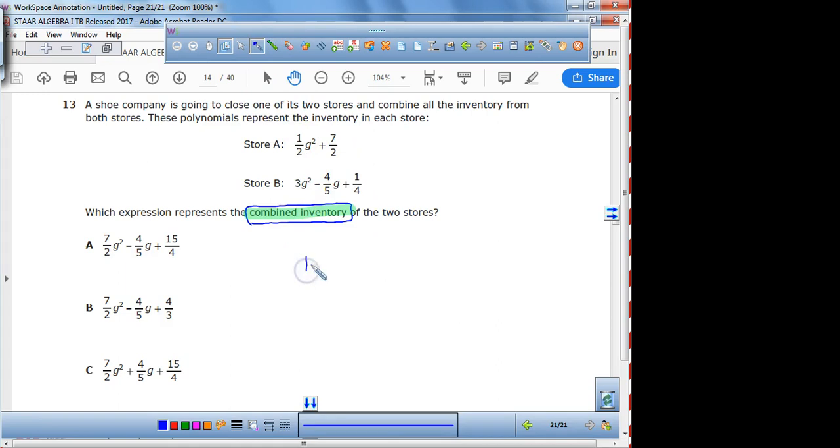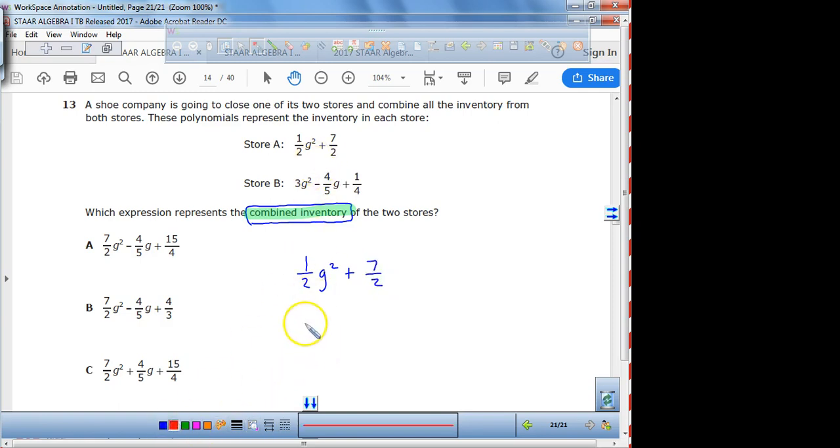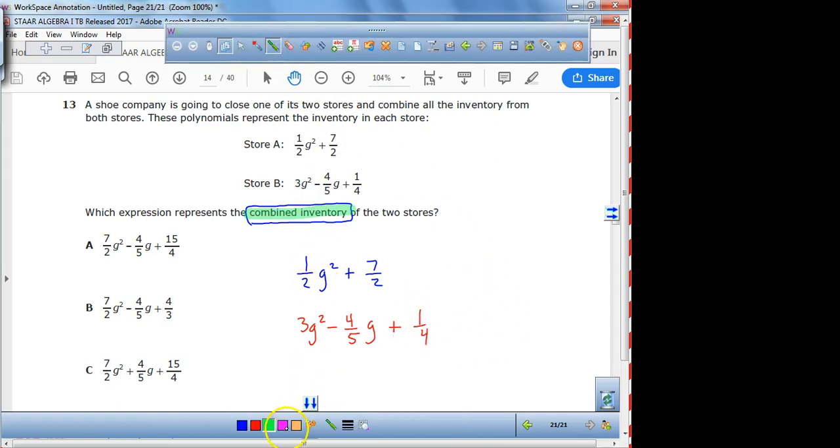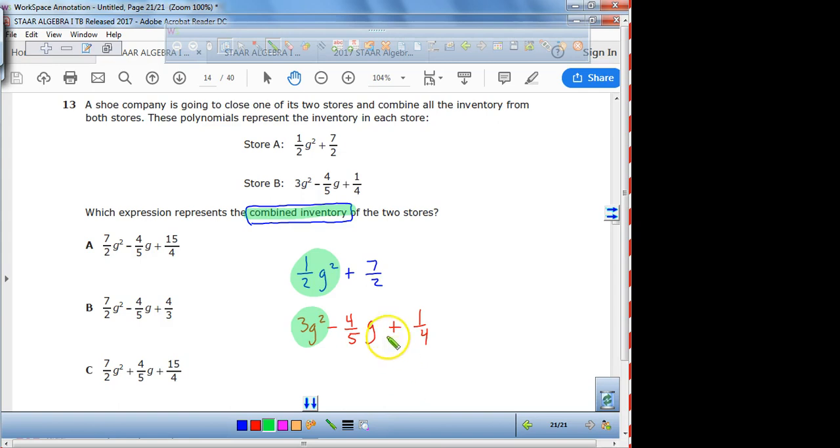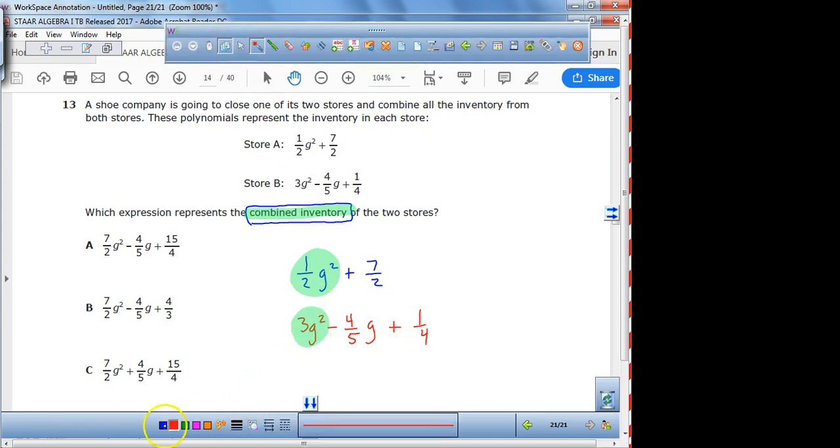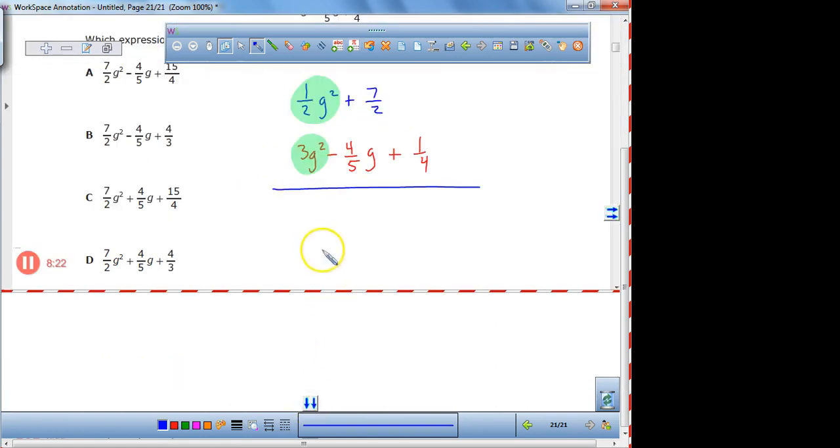Okay? So we're gonna take 1 half G squared plus 7 over 2. Alright, we gotta combine it with the other one, which is 3G squared minus 4 over 5G plus 1 4. So we got to search for terms that are exactly alike. So G squares can only be added to other G squares. Okay? So if you were to add these together, that's a half, that's a 3. Alright, hopefully you know when you add those together that becomes 3 and a half G squared.